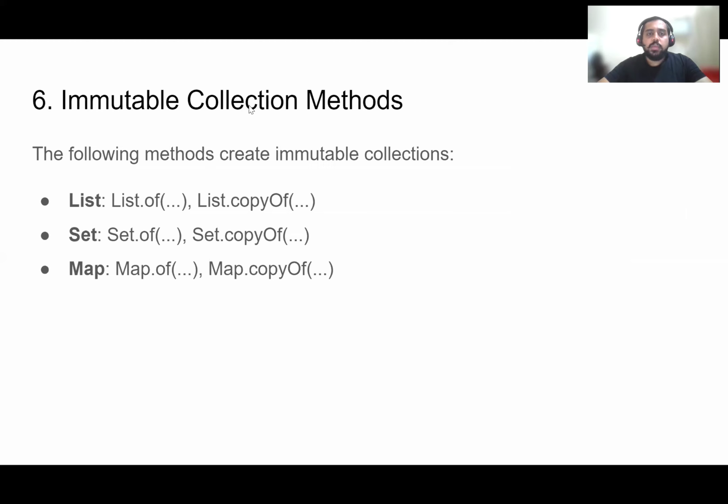So, immutable collection methods. If it's a list, List.of or List.copyOf. Suppose I already have an existing list and I just want to create an immutable one. I could use this factory method. There is one more factory method called copyOf. List.of will create an immutable collection, for which I need to pass values to it. But if I already have a collection and I just want to make it immutable, I can use another factory method called copyOf. For set, it will be Set.of and Set.copyOf. For map, it will be Map.of and Map.copyOf.